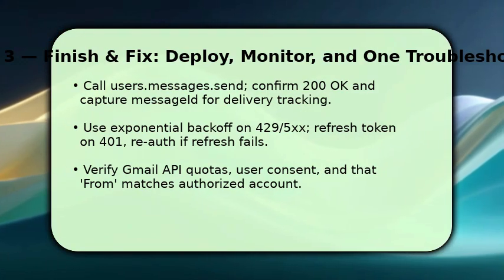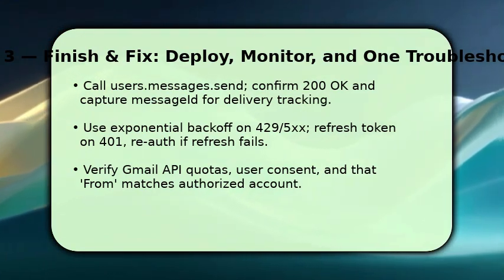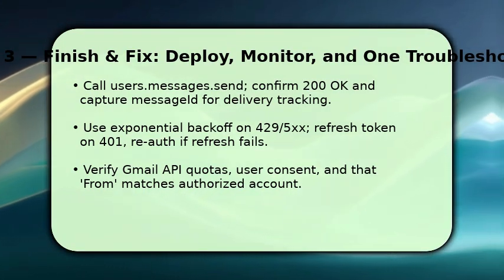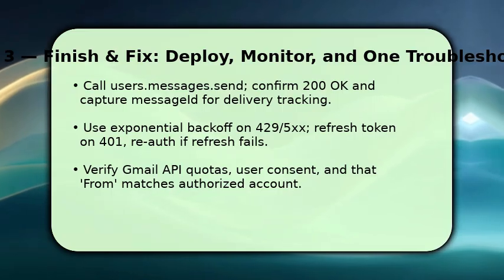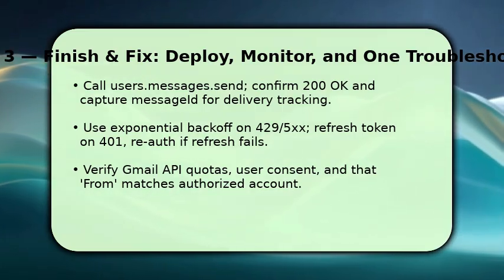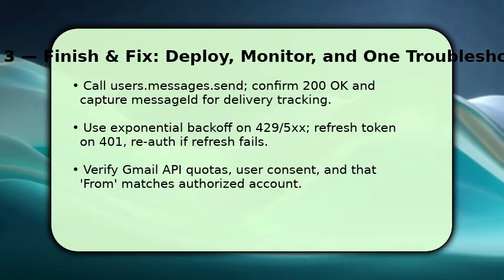You finish by calling users.messages.send and confirming a 200 OK, capturing the returned message ID to track delivery. If you hit rate limits or server errors, implement exponential backoff. If you get 401, refresh the access token, and if that fails, prompt reauth.